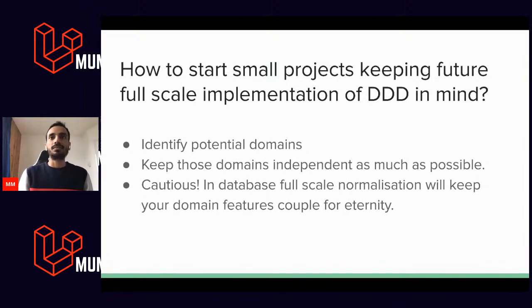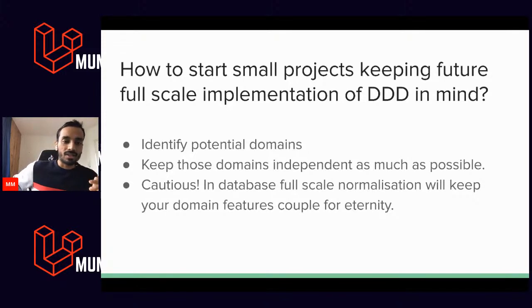So for now, let's imagine that we are doing it for a small scale project, and how we are going to identify it. So identify the potential domains. We already did that. Keep those domains independent as much as possible. This is really important. So once we identify those domains, we do not want to keep them concentrated or dependent on each other. And caution, in database full scale normalization, we will keep your domain features coupled for eternity.